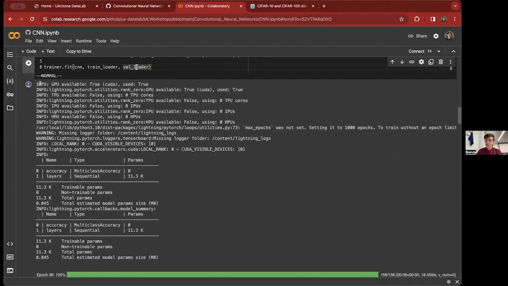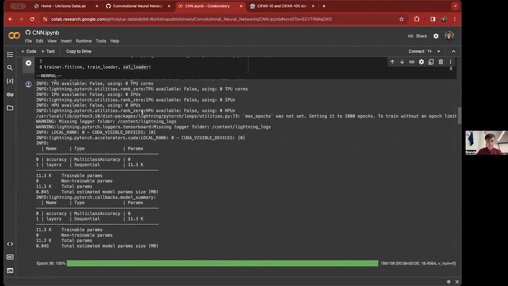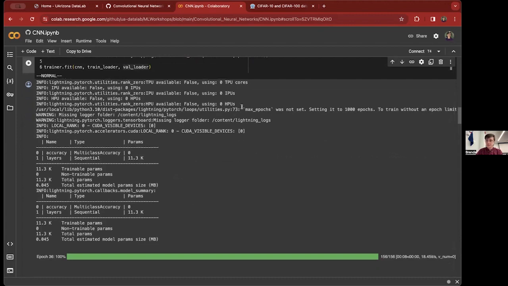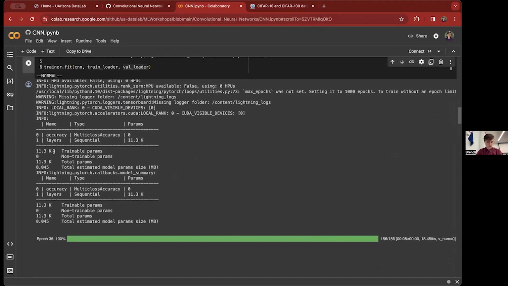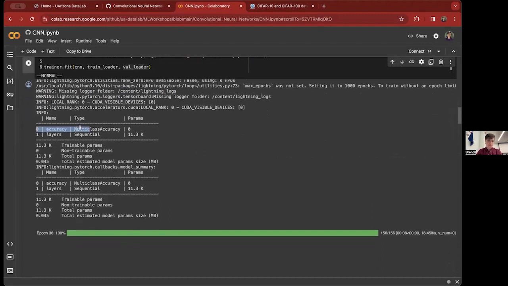It prints out some useful information like, okay, we're using the GPU. That's all this says, that there is one available and that we used it. You can see that I didn't specify the max number of epochs that it's supposed to go through. So it just automatically says 1000, but we're not worried about that because we did tell it that it could stop early. And we can see that it also prints out some useful information about our model.